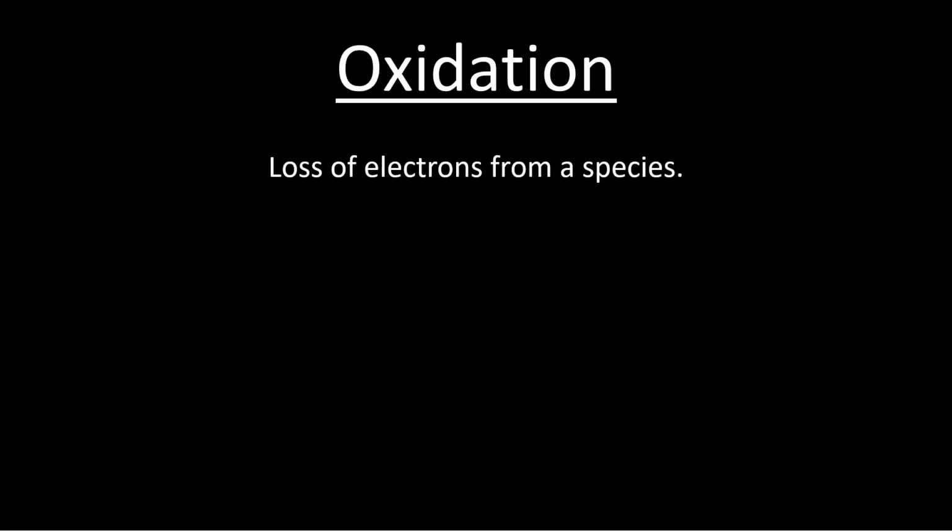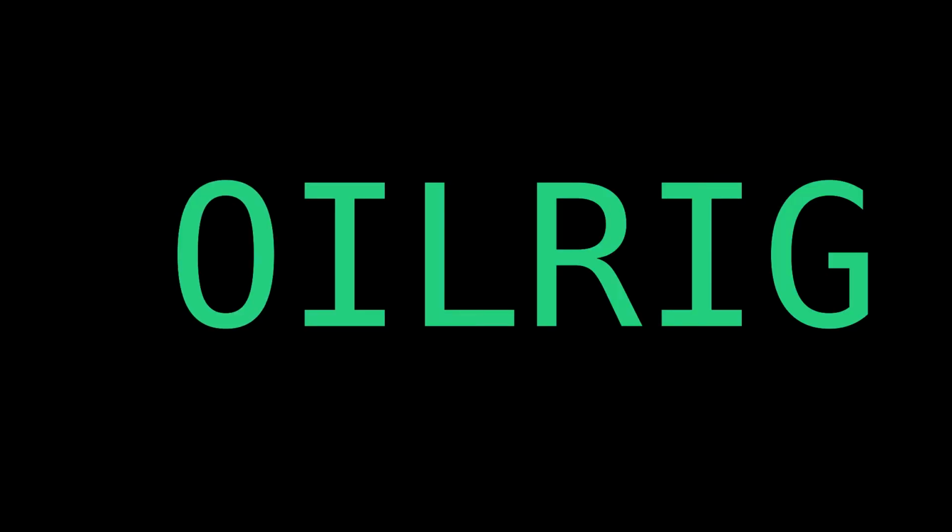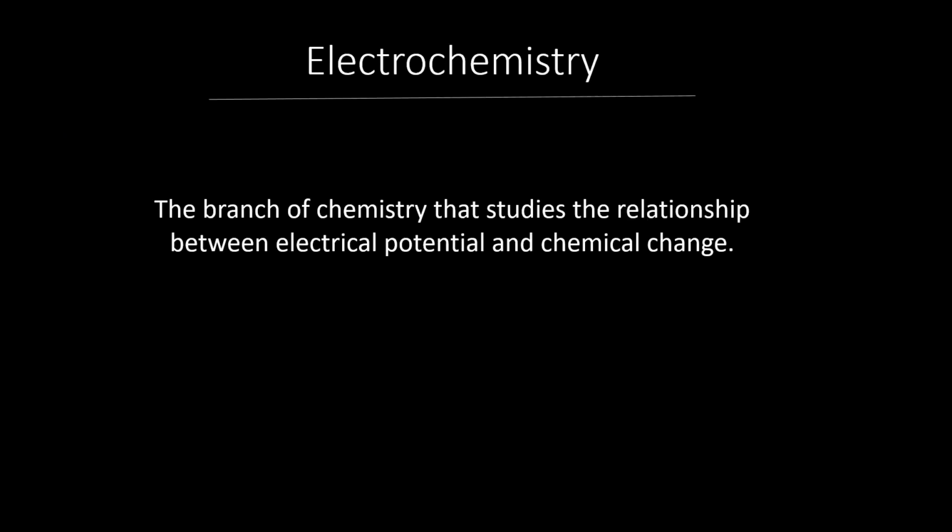Oxidation is the loss of electrons, which occurs at the anode. Reduction is the gain of electrons, and it occurs at the cathode. An easy mnemonic device to remember these is OIL RIG, which stands for oxidation is loss and reduction is gain. Using electricity to drive these reductions and oxidations is known as electrochemistry.